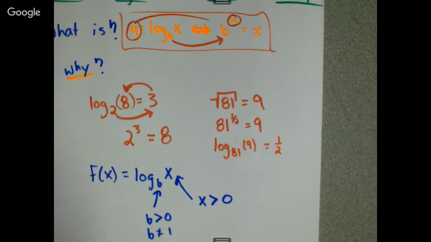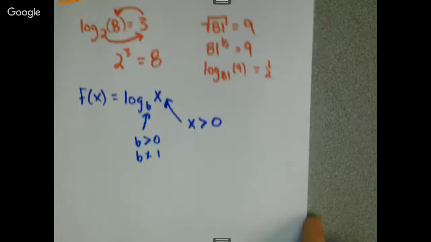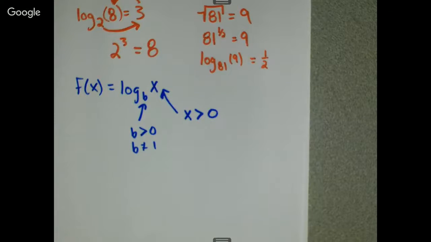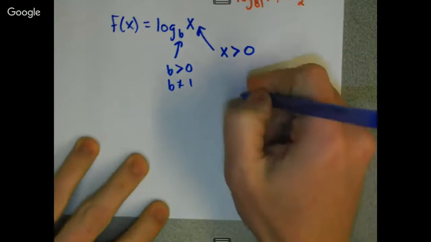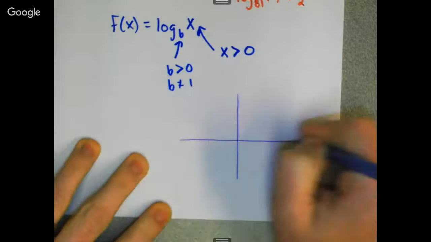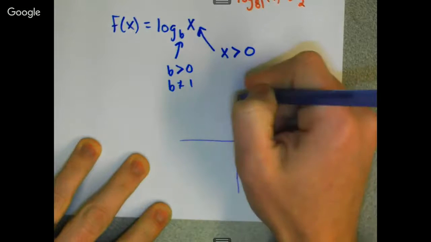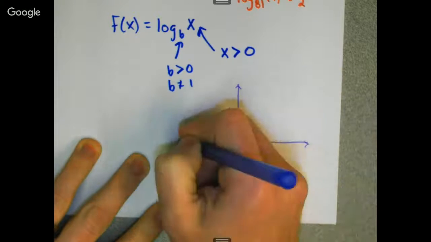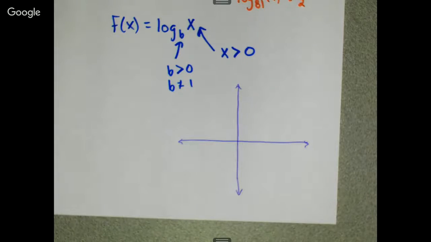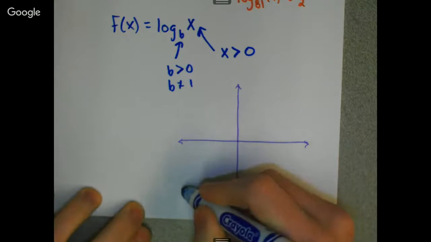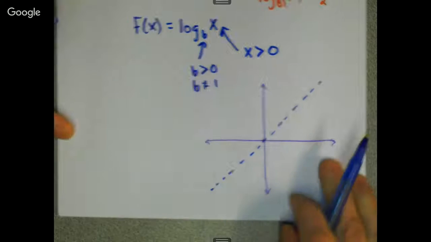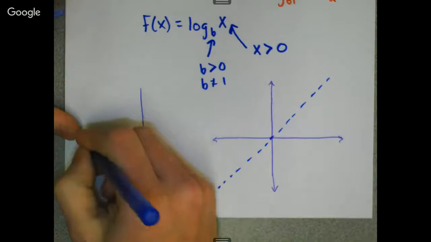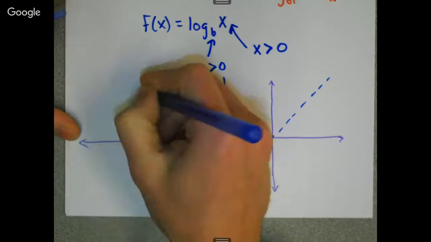Now, we talked about that logs are inverses of each other. So what does that really mean to be an inverse of each other? Okay, so let's say I've got this graph here. And we talked before about the square and the square root being inverses of each other. And hopefully you remember that if two things are inverses of each other, they are a reflection across the line y equals x.